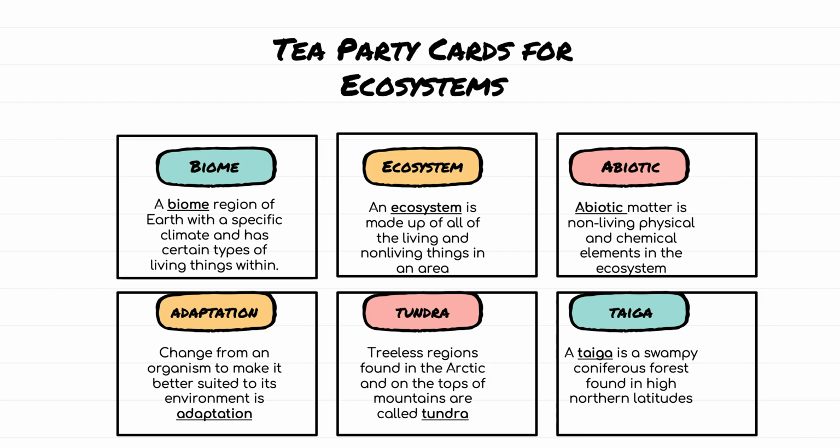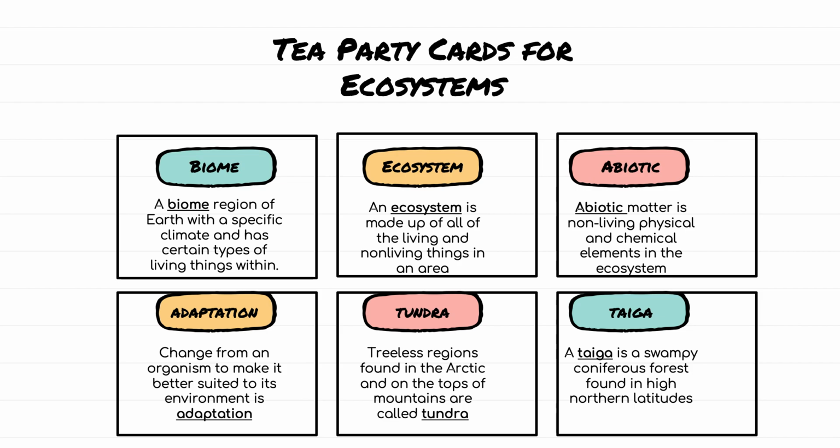So if you remember, I talked about some examples of ecosystems and cards that I would use. So this would be some example of the cards I would use. For example, on my biome card, a biome is a region of Earth with a specific climate and has certain types of living things within it. The student that I would give this card to would become an expert of this card. They would be super familiar with it, know it inside and out.